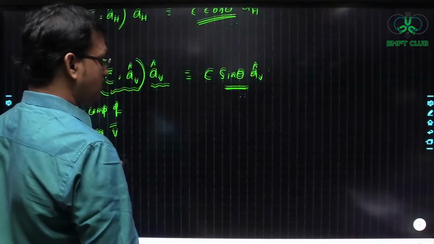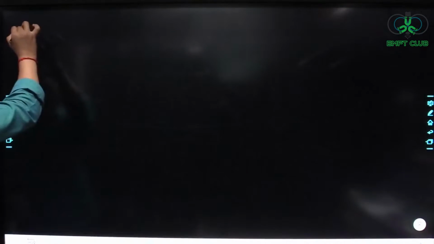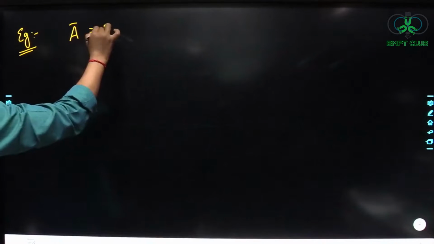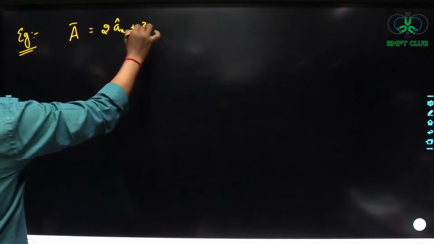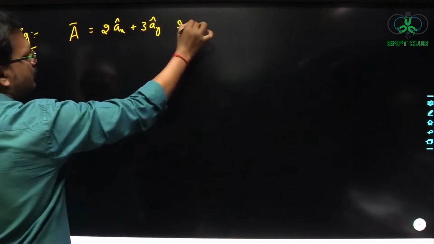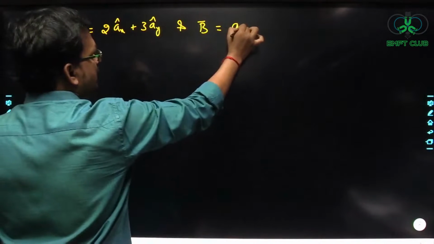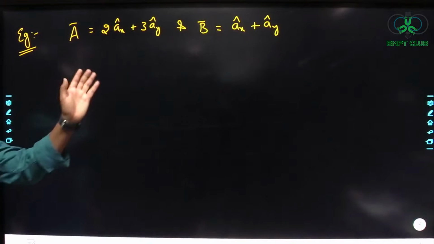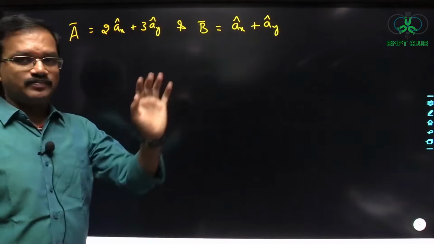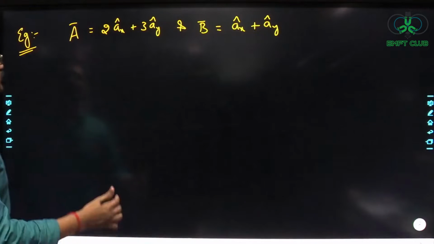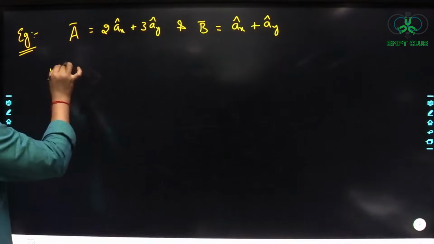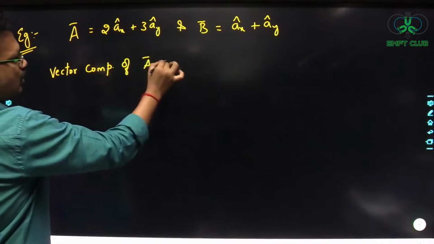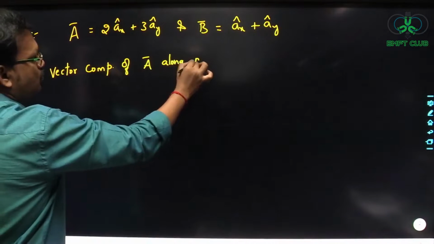Okay, so we will take one simple problem, one simple example, so that it is going to be crystal clear. Let us take a bar equal to 2 ax cap plus 3 ay cap, and b bar equal to ax cap plus ay cap, right? Okay. So now if I ask you to determine the vector component of a bar along b bar, then how to determine that here?